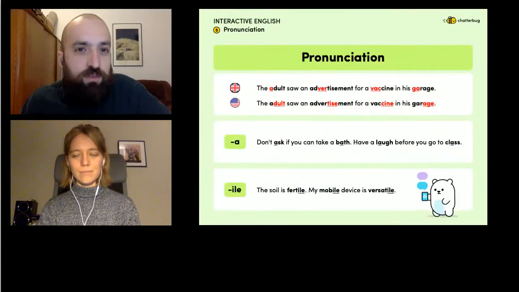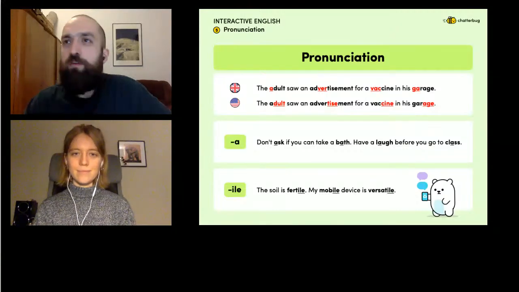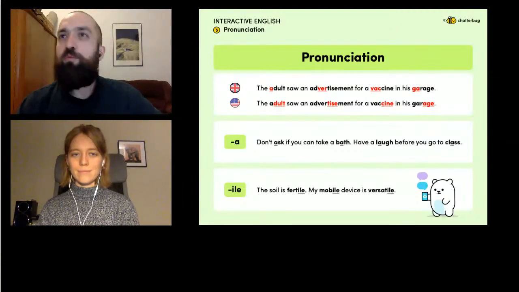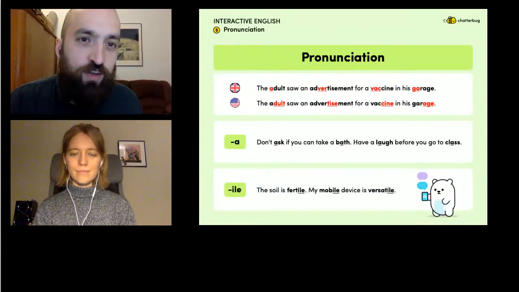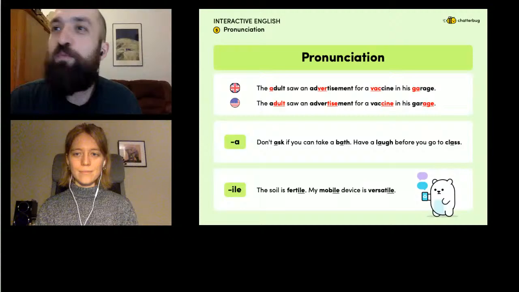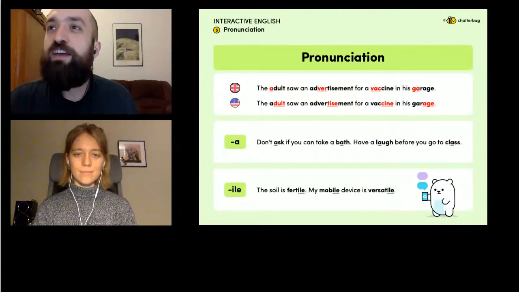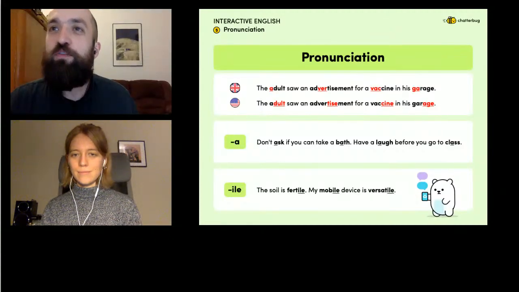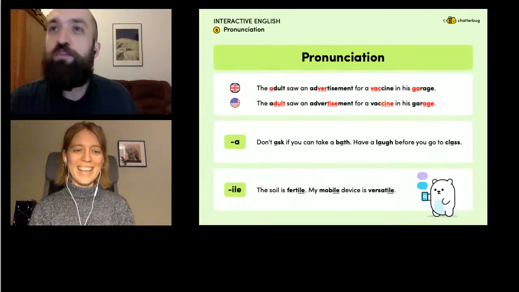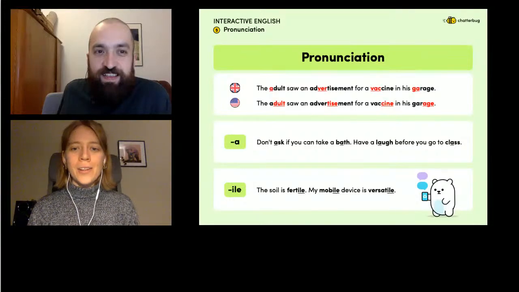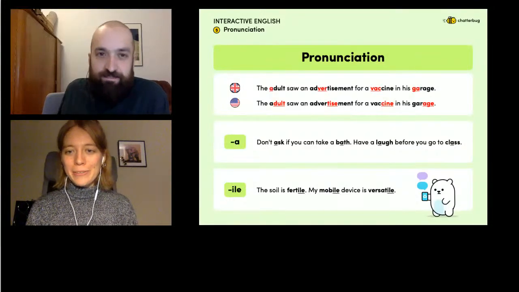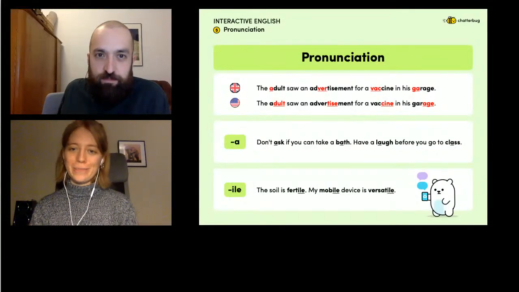All right, we have one more slide and then we are finished. Okay, so we have two more actually, but I'd like you to read the first sentence as an American would. As an adult, I saw an advertisement for a vaccine in his garage.